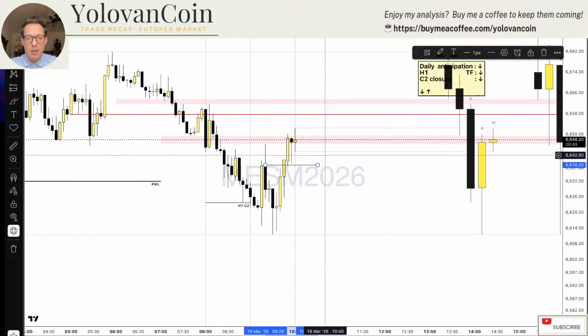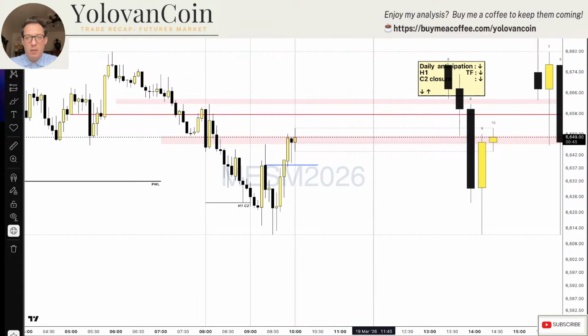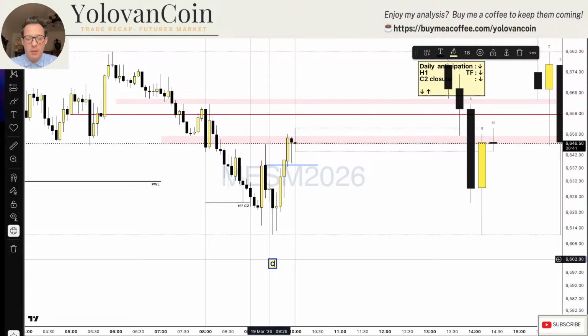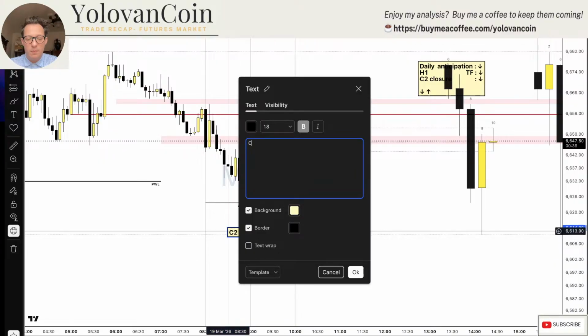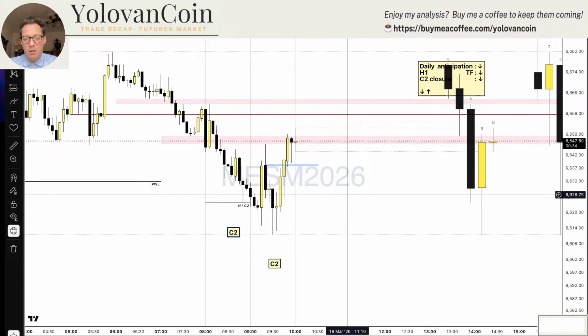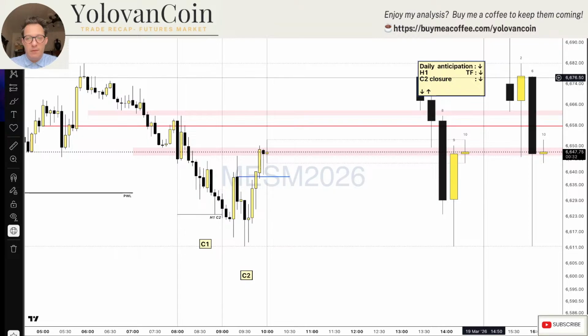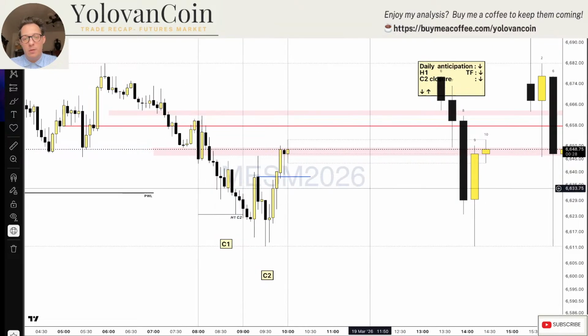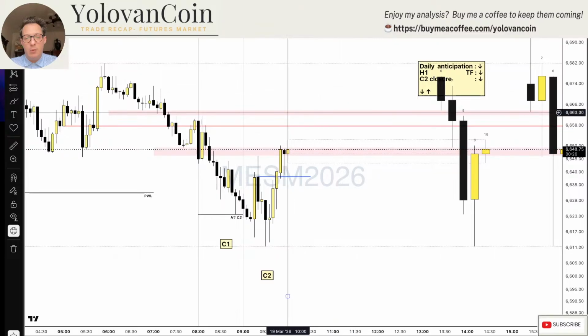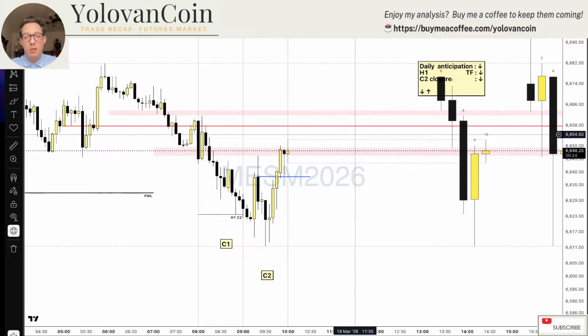This is my change in state of delivery on the 5 minute time frame inside the C2. That's a C2, right? And that's a C1. Overall we're against all the time frames, right? Bearish 1 hour, bearish daily, and then this is going to be a B setup to long to this before it goes lower. So it's a really risky and low probability trade, guys.